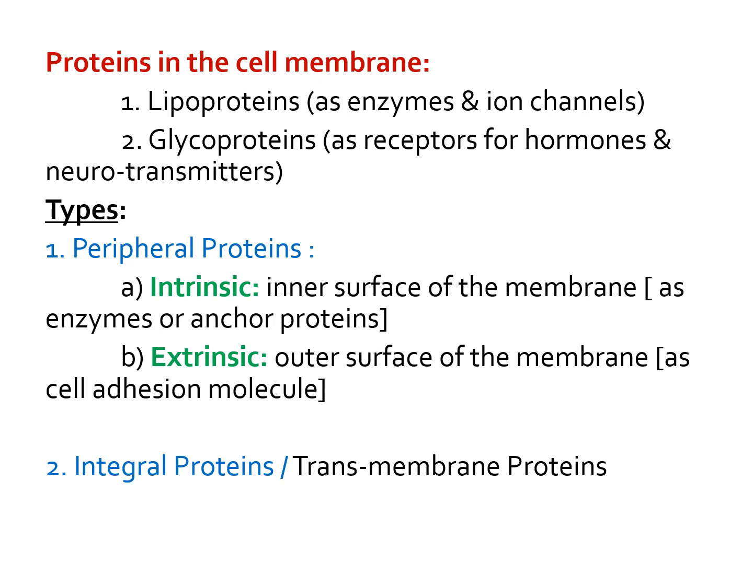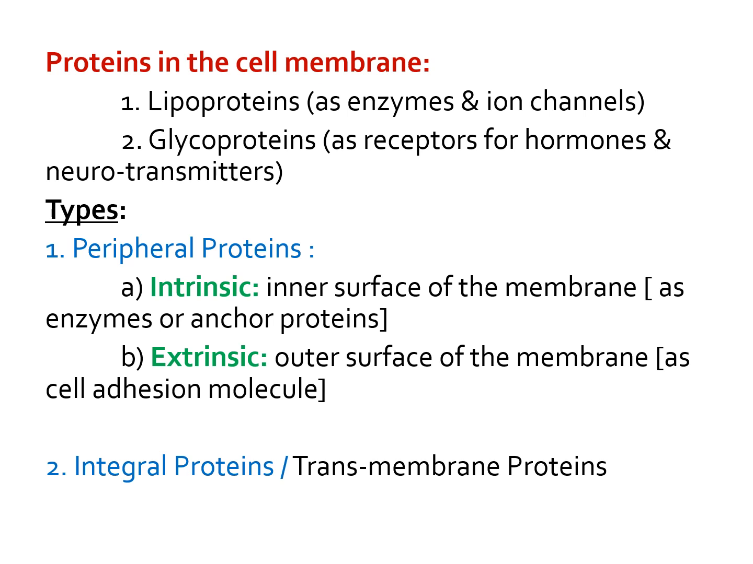So proteins in the cell membrane. There are three different types of proteins in the cell membrane. Proteins which are combined along with lipids or carbohydrates, which are lipoproteins and glycoproteins. And there are two more different types of proteins which are peripheral proteins and integral proteins. Lipoproteins are proteins attached to the lipids, and glycoproteins are proteins attached with the carbohydrates. The lipoproteins can act as enzymes and ion channels. Glycoproteins act as receptors for hormones and neurotransmitters.